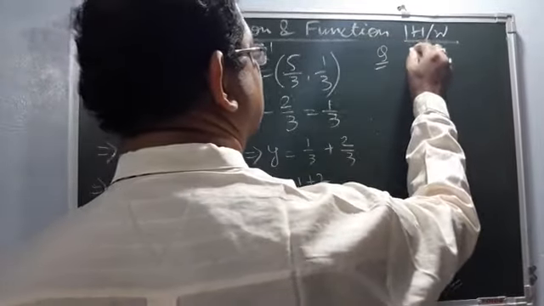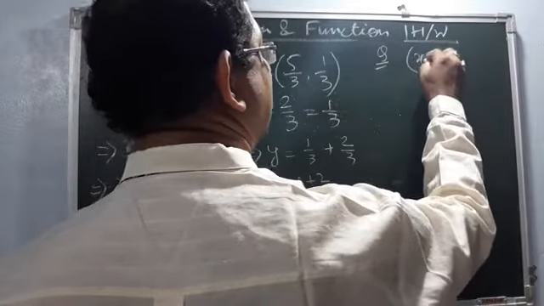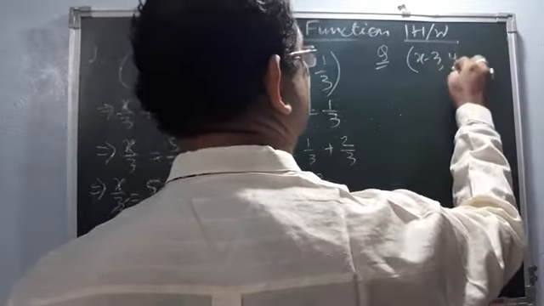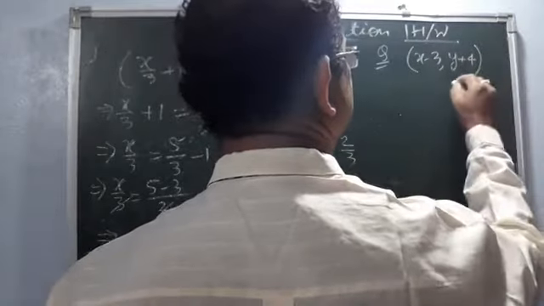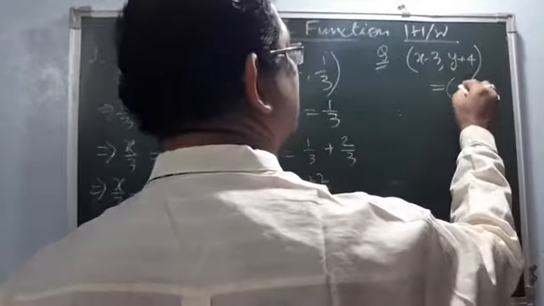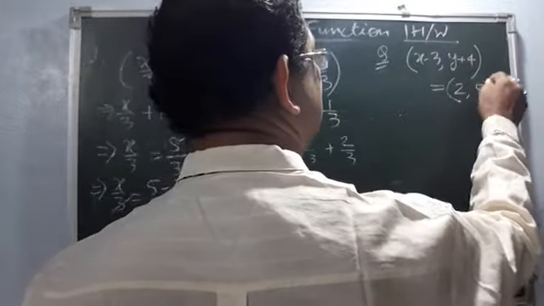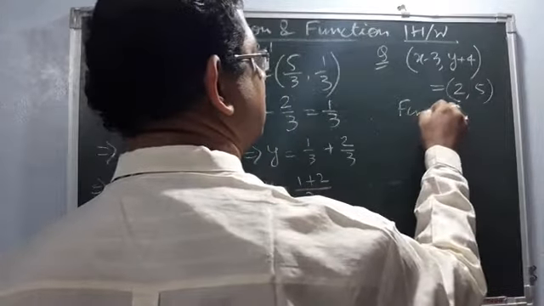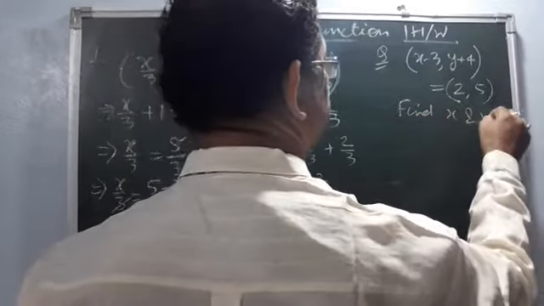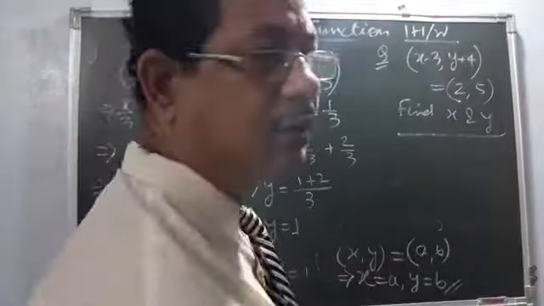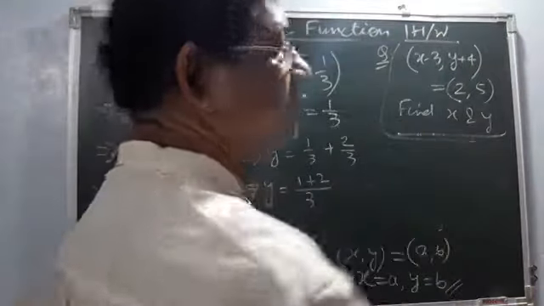Suppose it is given x minus 3, y plus 4 is equal to 2, 5. Find x and y. This is your homework, you have to submit this one.